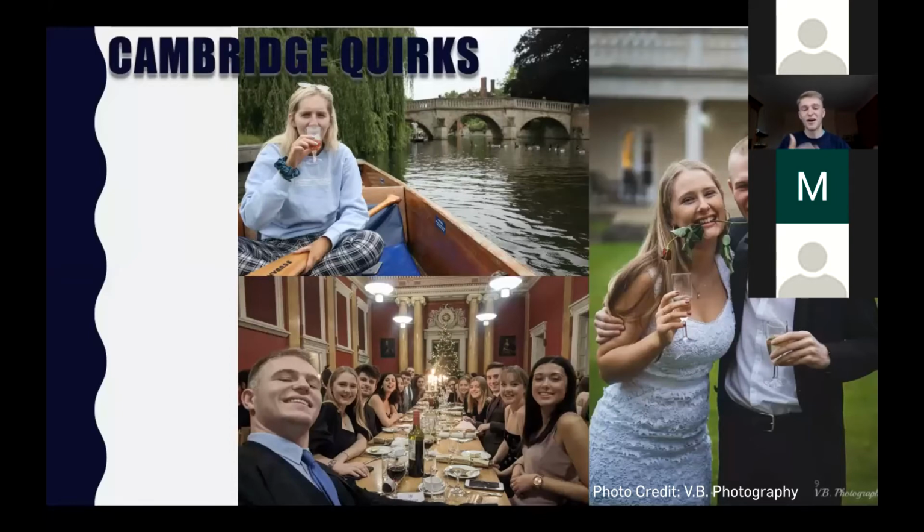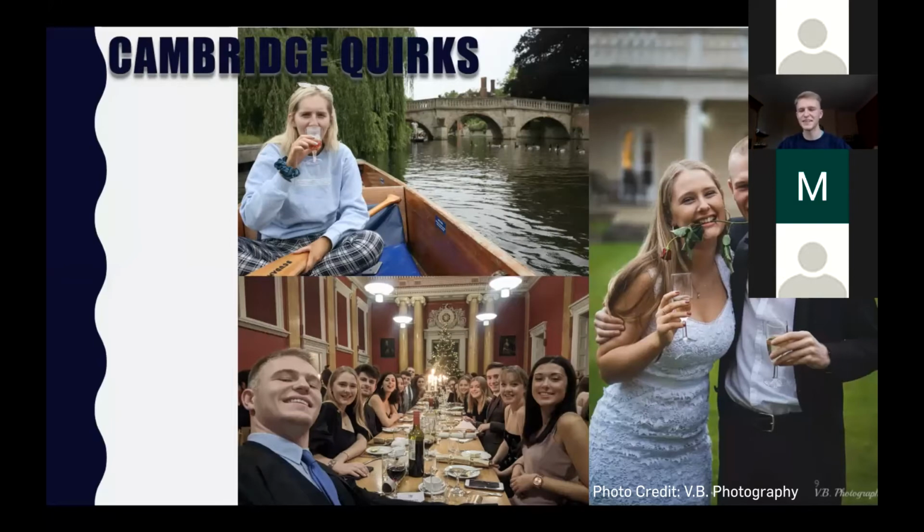You've got punting, which is up in the top left there, where you get a boat and you punt down along the river. You always almost fall in, and there are beautiful views of lots of the colleges, and that'll probably be one of the first things you do if you come to Cambridge.